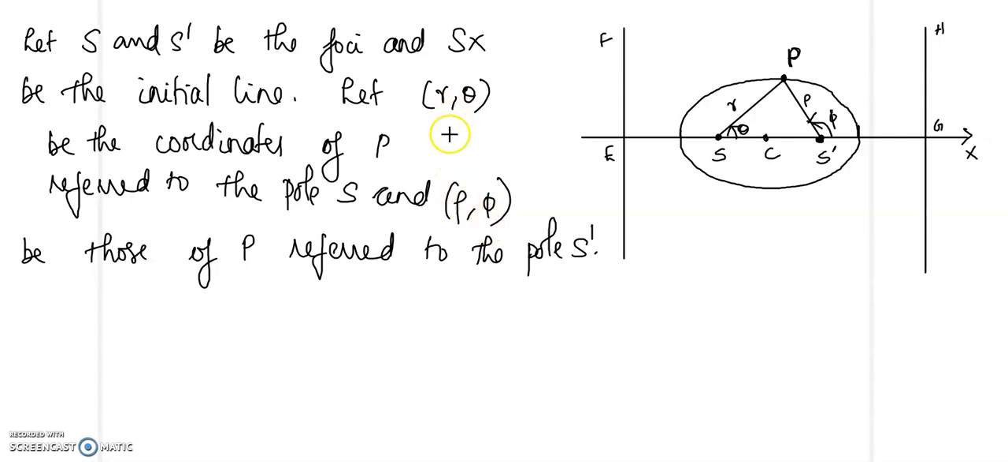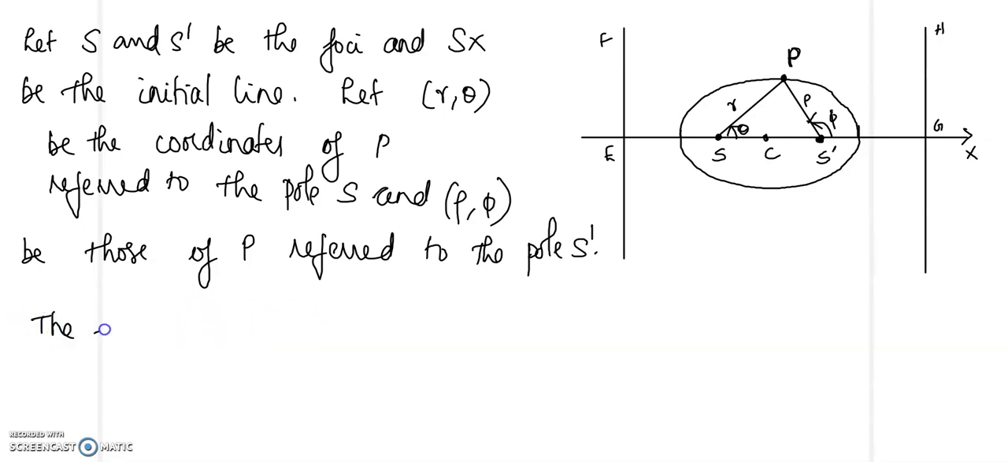So P can be expressed in the coordinates r theta with respect to S as the pole and rho phi with respect to S dash as the pole. So those are two representations of P. Now we will use these two points to write down the equations of two different conics, and from that we will obtain the required ratio.